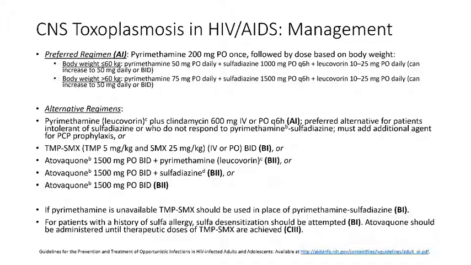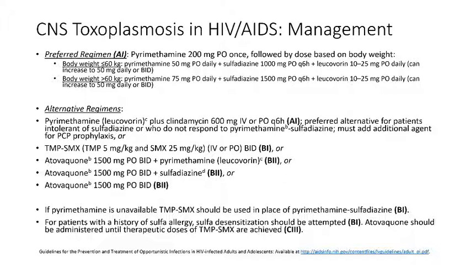The following slides are all drawn from the DHHS guidelines, the American guidelines with respect to how we manage CNS toxoplasmosis. They tend to prefer a regimen of pyrimethamine and sulfadiazine, with doses based on weight: 200 milligrams as a start dose, followed by, if you're under 60 kilograms, 50 milligrams of pyrimethamine and 1,000 milligrams of sulfadiazine every 6 hours, along with folinic acid, which unfortunately we haven't had in a very long time in Trinidad. And if you're over 60 kilograms, give a higher dose of both drugs.